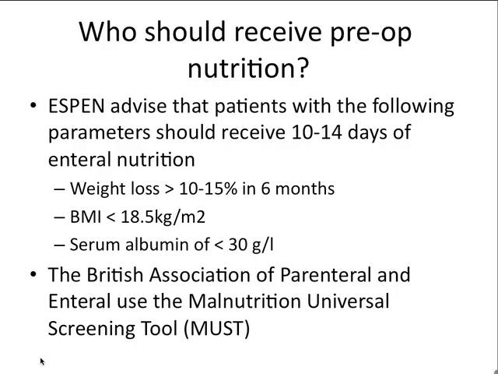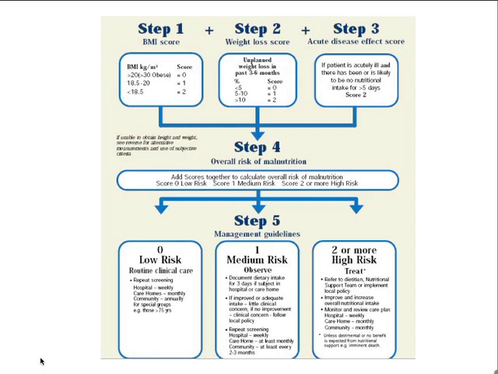There's another way of doing it. The British Society uses this tool, which is called the MUST tool. It's a 3-step process whereby you assess someone's BMI, you assess their weight loss, and also assess the effect of any acute disease. And you score them, and you only have to have a score of 2 or more to be high risk and require nutritional support.